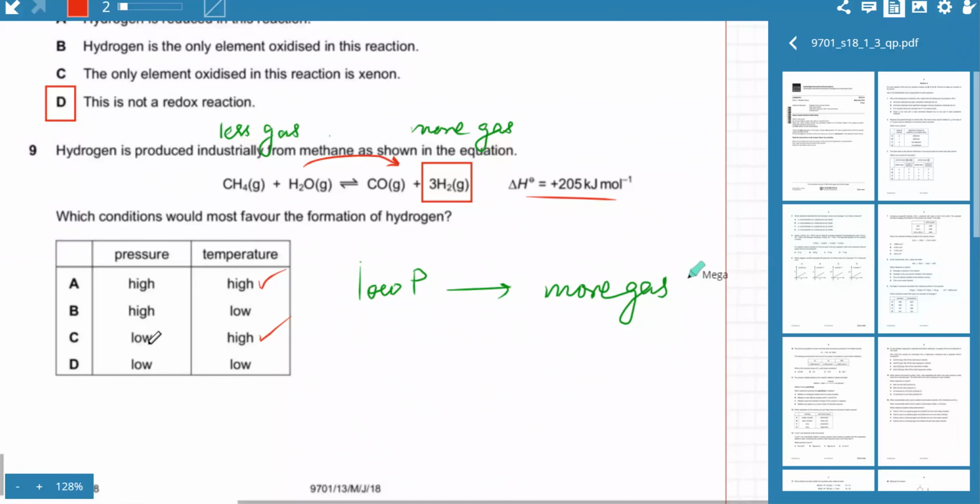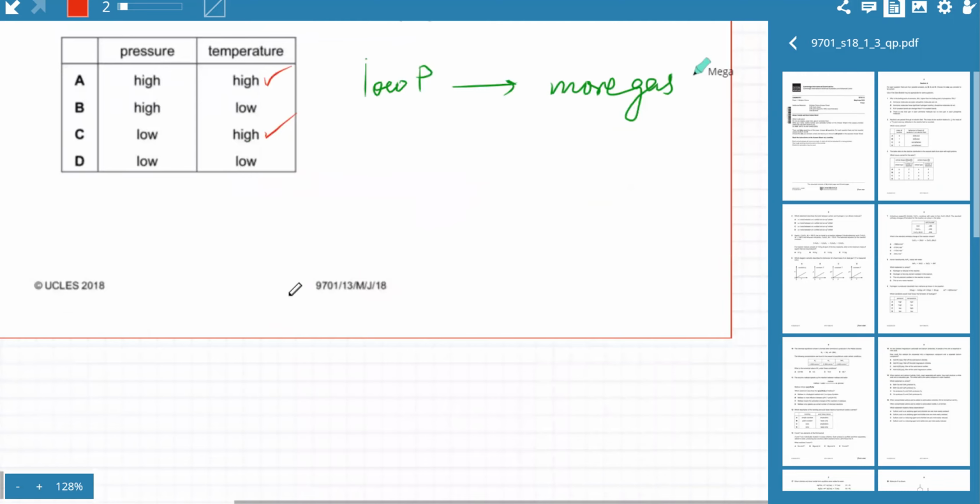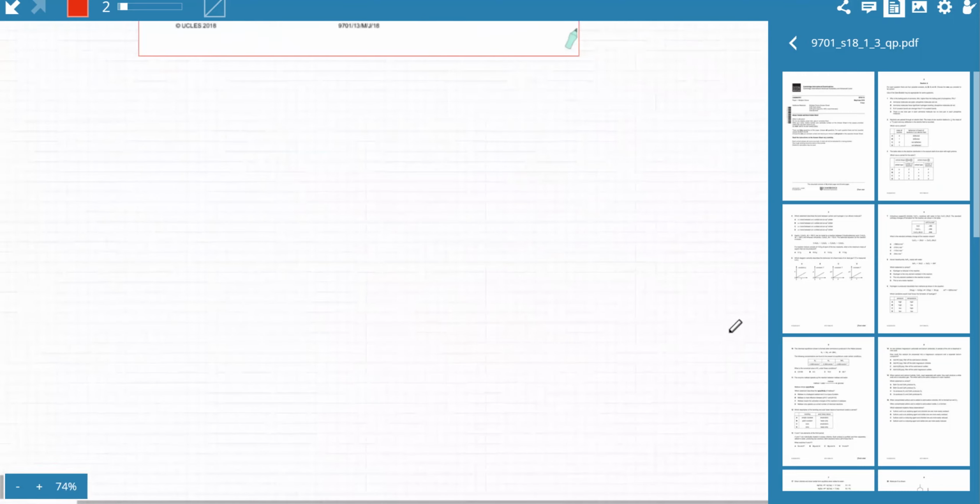So this one is going to be probably C. Okay. So this one is C. Let's move to the next part. Let's move to page 5 now.